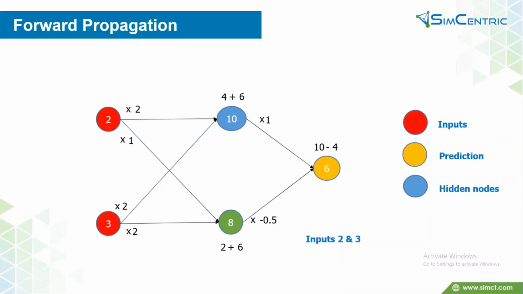And we had inputs 2 and 3. We had the prediction 6. So this is the explanation in simple terms, right? So you can understand what happens with weights and the inputs and how it gets processed to calculate the intermediate predictions, right?